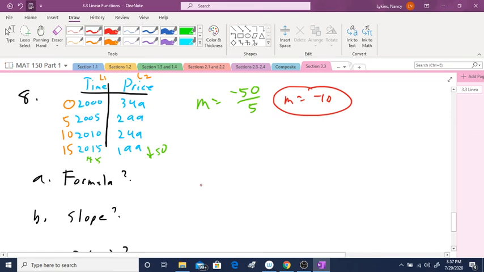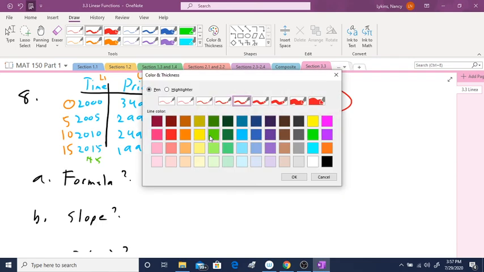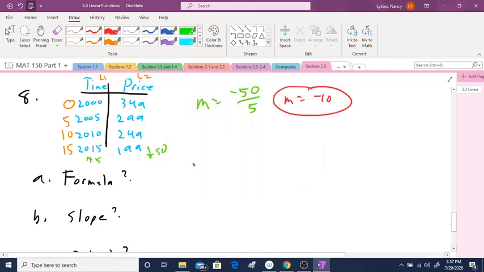But what is the formula? So you still have to go to stat and edit. My L1 values, put in 0, 5, 10, and 15 now. Do not put in the years. And then my L2 values, you just put down the 349, 299, 249, and 199. And you should get for A -10, which we predicted. And B is 349, which if you look at 0, that's our initial time. That's what we start with, 349.